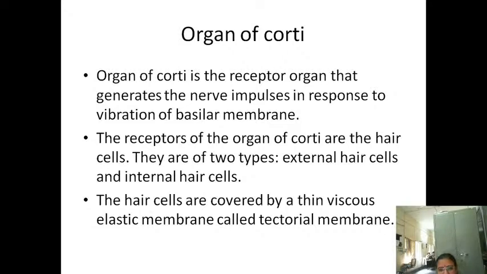Coming to organ of Corti. Organ of Corti is a receptor organ that generates the nerve impulses in response to vibration of basilar membrane. The receptors of the organ of Corti are hair cells. Hair cells are of 2 types: external hair cells or outer hair cells, and internal hair cells or inner hair cells. The hair cells are covered by thin viscous elastic membrane called tectorial membrane.